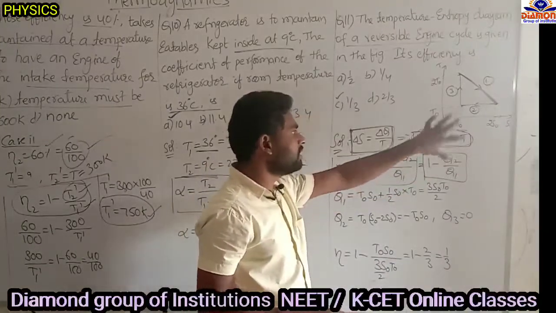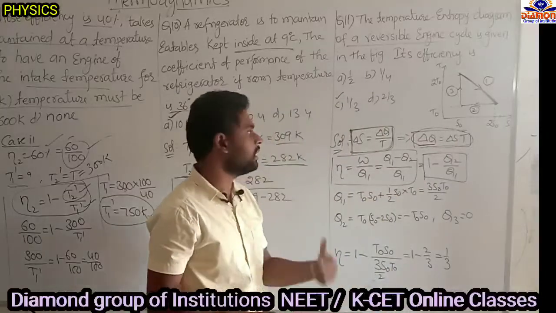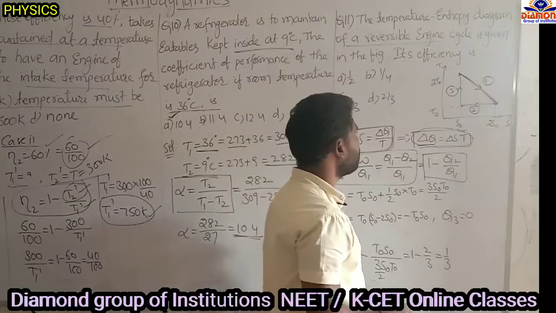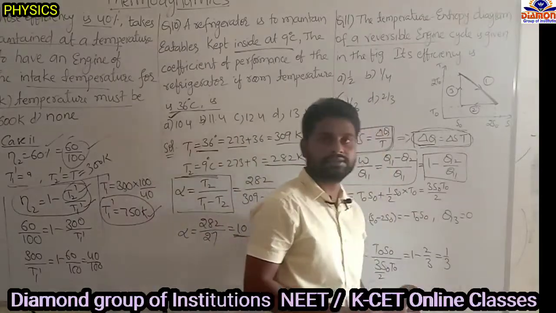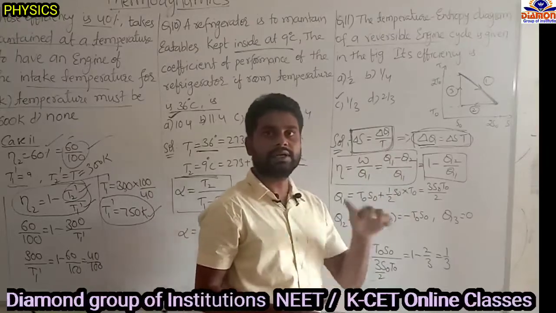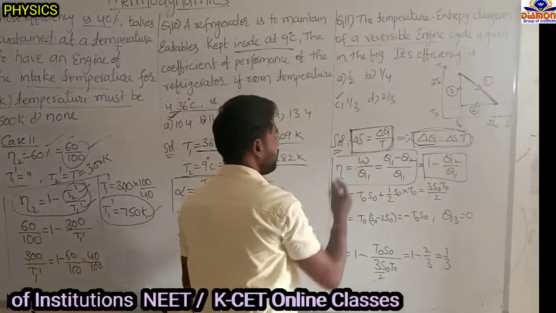So how to find the heat absorbed or rejected? The area under this curve will give the heat absorbed or heat rejected that we have to find. Next, one more thing you have to remember: if entropy increases, heat is added to the system. If entropy decreases, heat is rejected by the system. Remember these 2 points. And next, we have to find the efficiency.